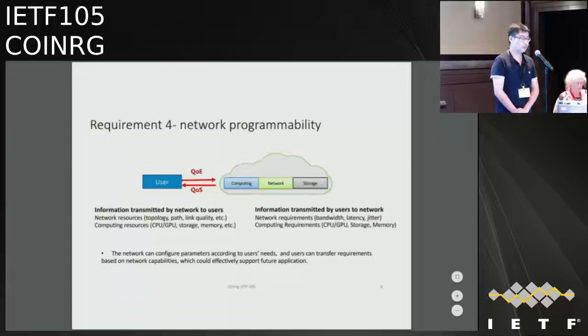The last requirement is network programmability. In network programming, the resources of the network and the computing information can be transferred by the network to users, as well as the requirements transmitted by users to the network. So the network can configure parameters according to the user's needs, based on network capabilities, which could efficiently support future applications.